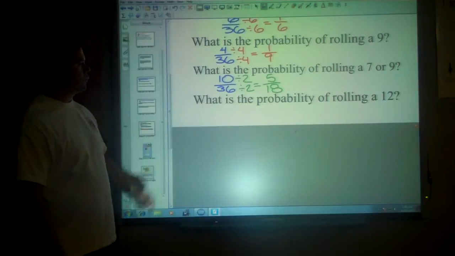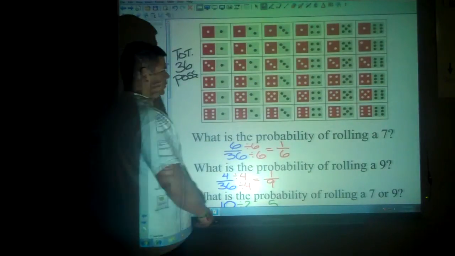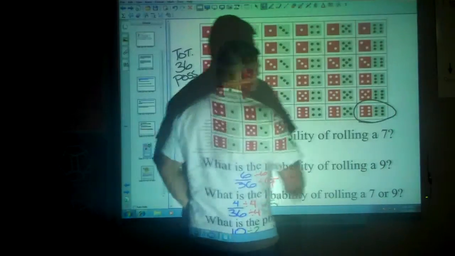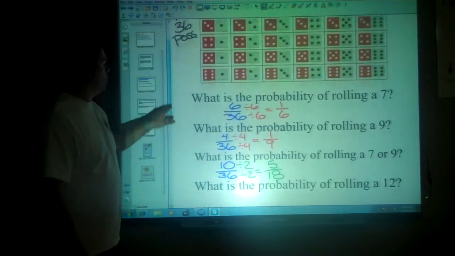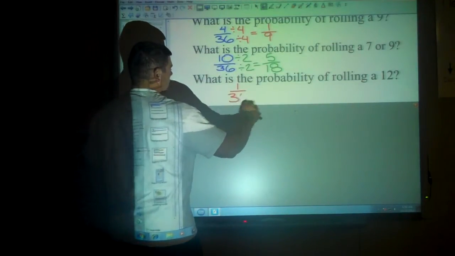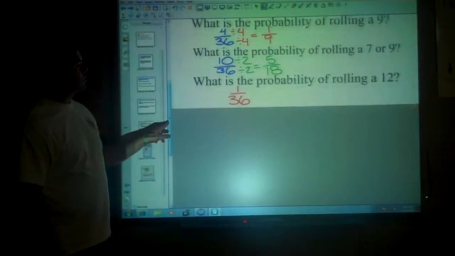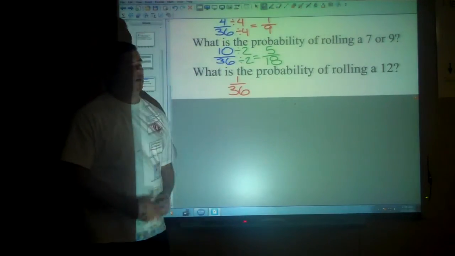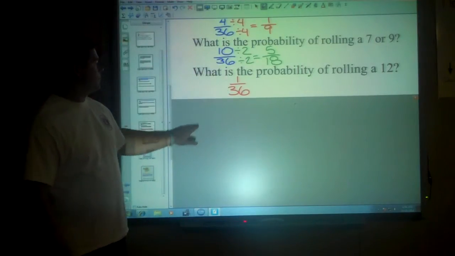What's the probability of rolling a 12? On this problem, there is only one 12. That's it. There is only one 12 on the whole deal. And if there's only one 12, it's only going to be one favorable out of all 36 possible. And that is not going to simplify down. The chances of me rolling a 12 aren't very likely.